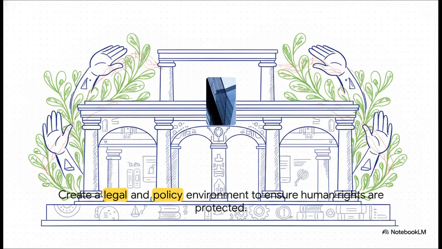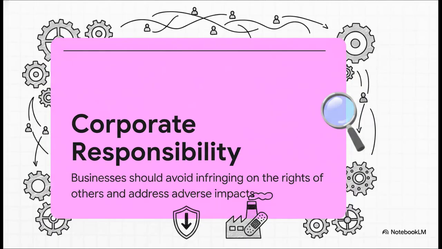At the end of the day, the government's job is to build the whole playing field, the laws, the regulations, the policies that creates an environment where business can succeed, but never at the cost of human rights. Now let's move to the second pillar, which shifts the spotlight directly onto companies. The corporate responsibility to respect is a global standard for how all businesses are expected to act. The two key phrases here are avoid infringing and address impacts.